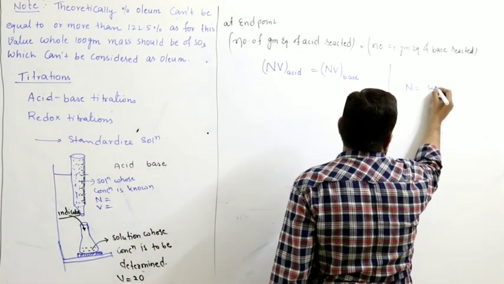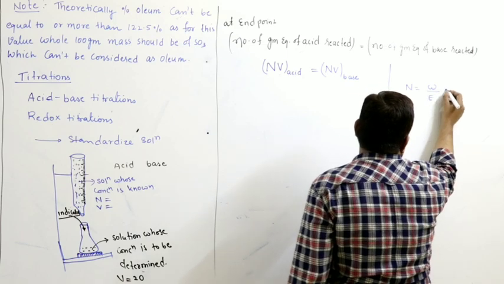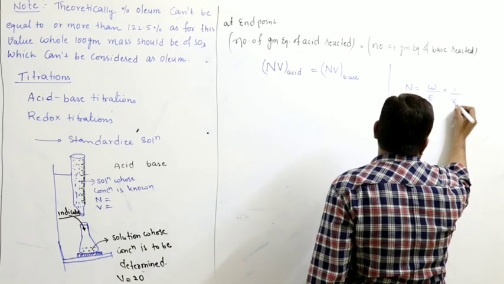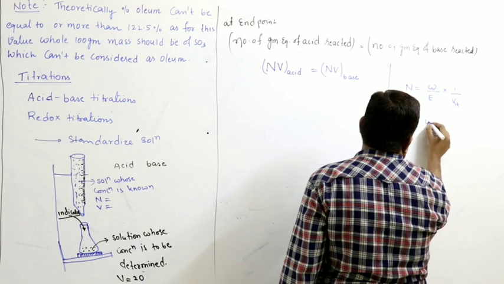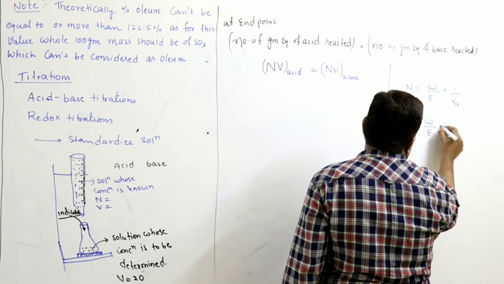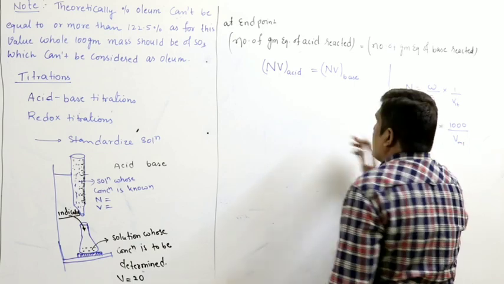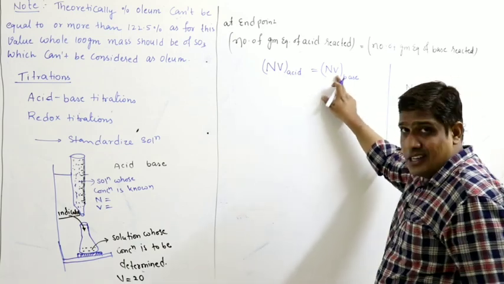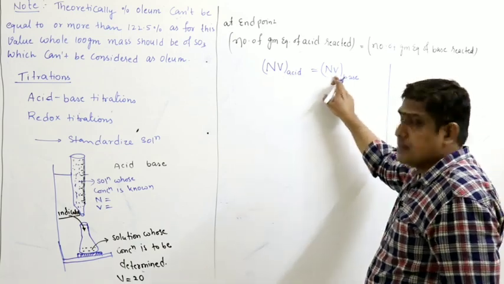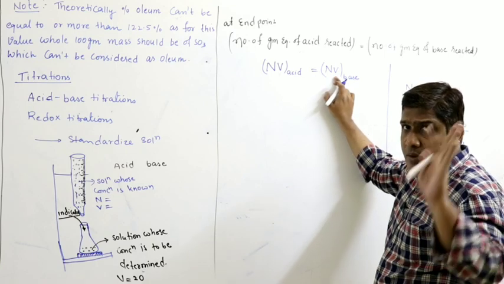Normality equals weight by equivalent weight into 1 by V in liters, or weight by equivalent weight into 1000 by V in ml. Remember, if this is in ml, this must be in ml. If this is in liters, this must be in liters. They must be present in the same units.